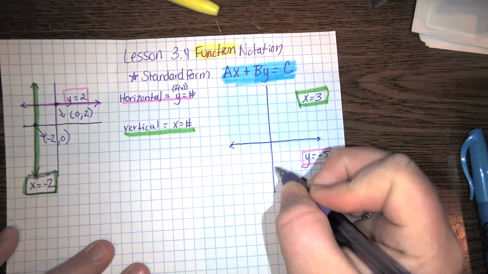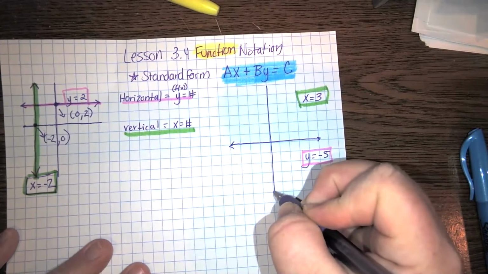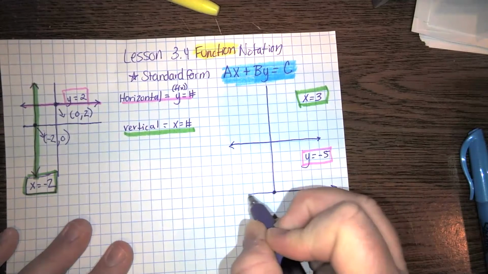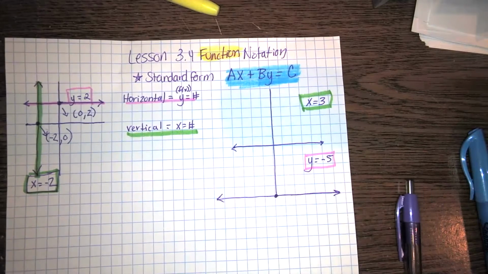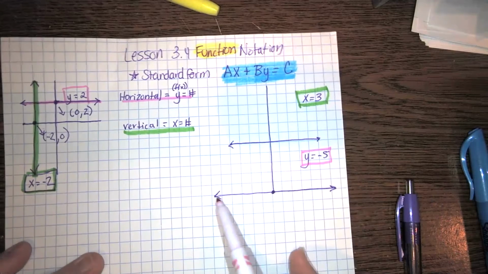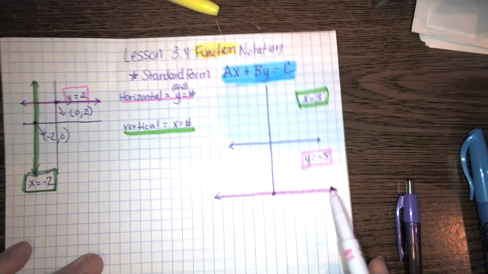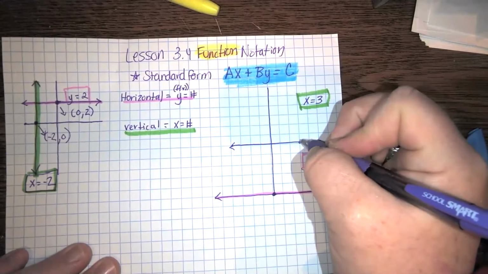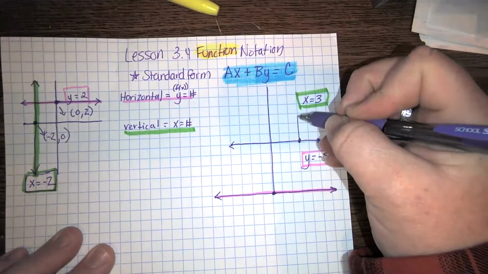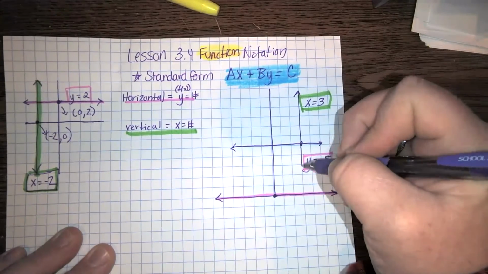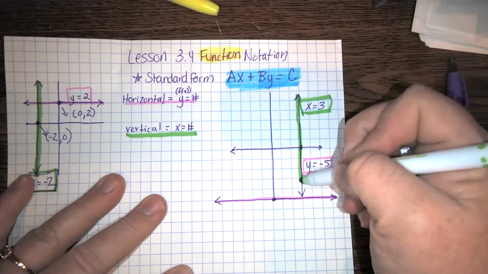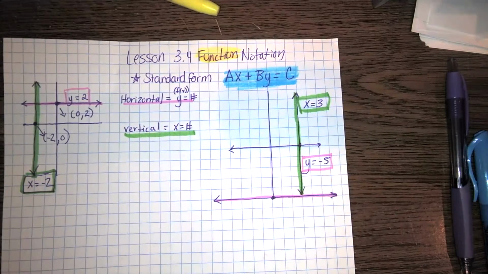All right, 1, 2, 3, 4, 5 on the y-axis. I'm going to draw my horizontal line, okay? And 1, 2, 3, and I'm going to draw my vertical line. All right, here's my vertical line. So hopefully that worked out well for you.